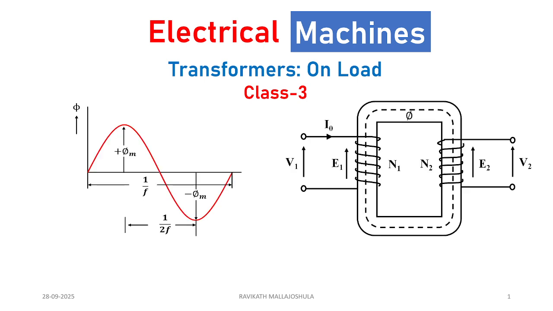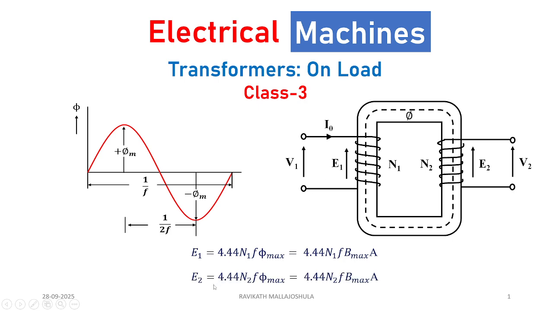In today's class 3 under transformers, we are going to see a transformer on load conditions. In our previous class, we have seen the principle of working of transformer. Apart from that, we have also seen the derivation of EMF, which is given by E1 equal to 4.44 N1 F B max A, or simply B max A can be replaced by flux phi max. So this we have seen in the primary winding as well as in the secondary winding.